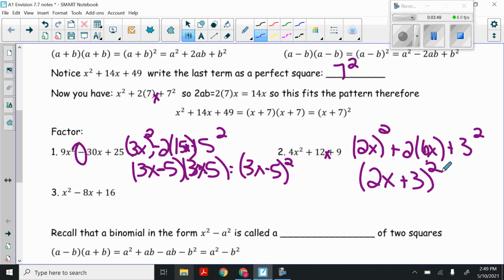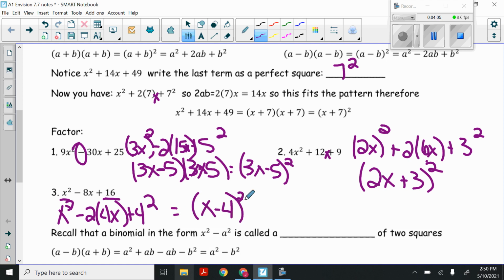Number 3, x squared minus 8x plus 16. I notice my first term is a perfect square, my last term is a perfect square. So this is x squared minus 2 times 4x plus 4 squared. So this would factor to x minus 4 quantity squared.